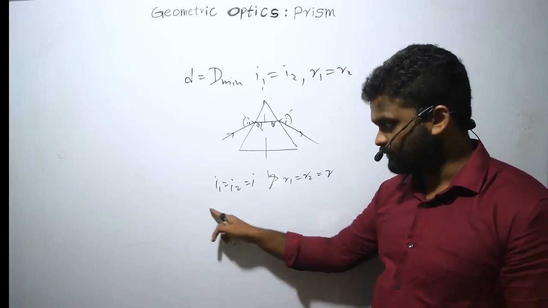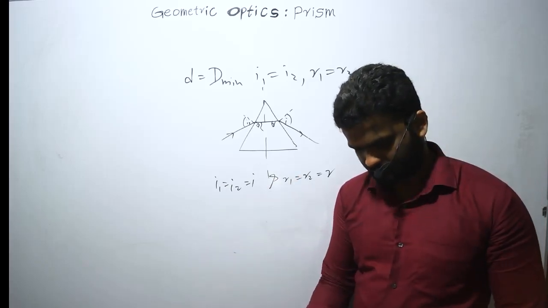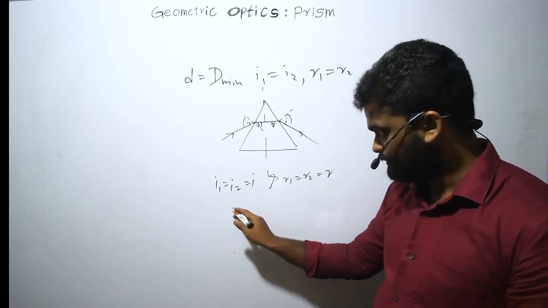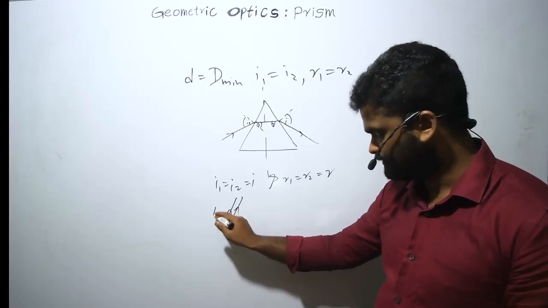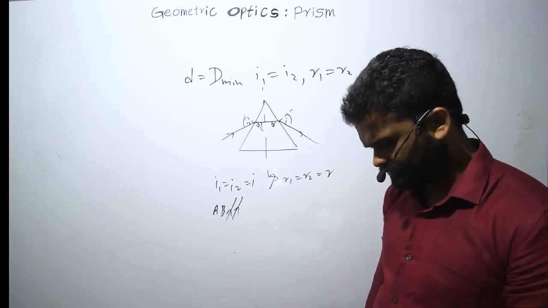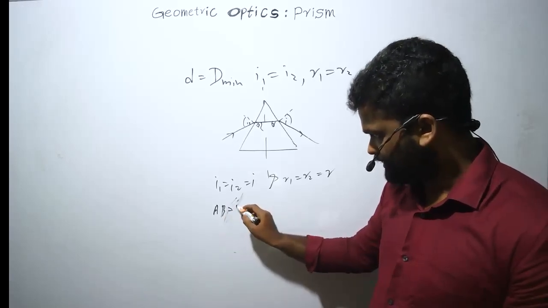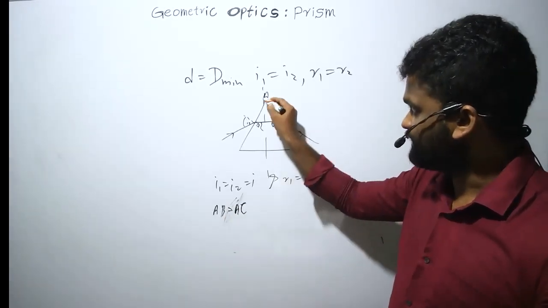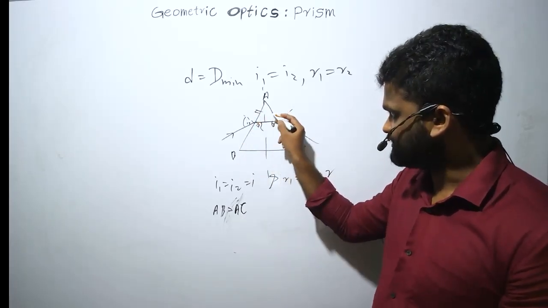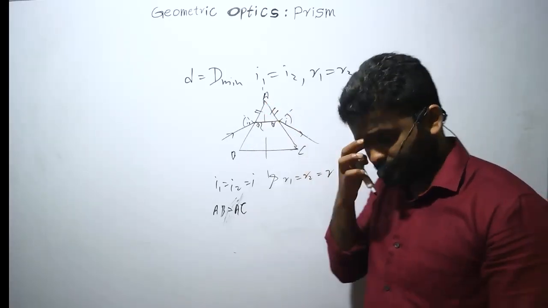Okay, write down a point. Write down, if AB equals BC... sorry, AB equals AC. This is the triangle ABC, the isosceles prism, with AB side equal to AC. AB equals AC.